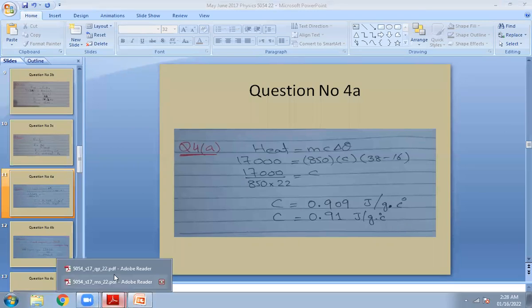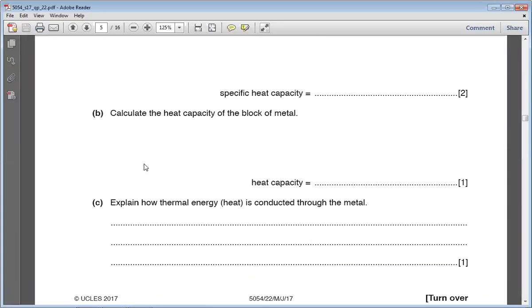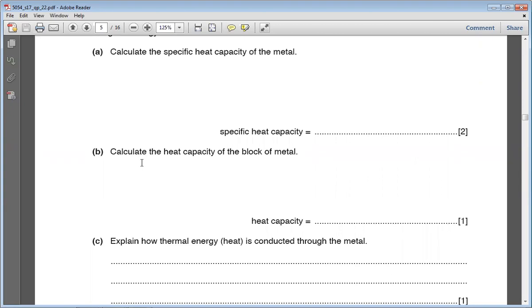Okay, so let's move to the next part. He says, calculate the heat capacity of the block of metal. In the A part, we have calculated the specific heat capacity of the metal. And in the B part, now they are asking us to find out the heat capacity of the metal. The formula for the heat capacity is heat divided by change in temperature. The change in temperature is 22 degrees centigrade, and the amount of heat used is 17,000 joules. So very easily I can find that.